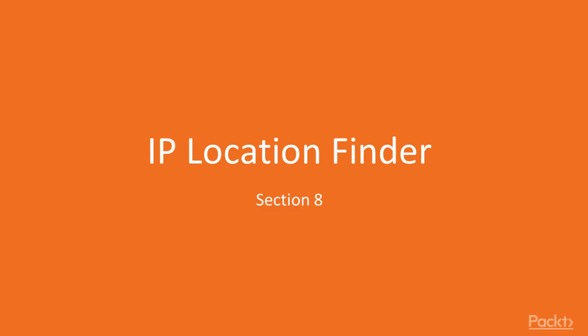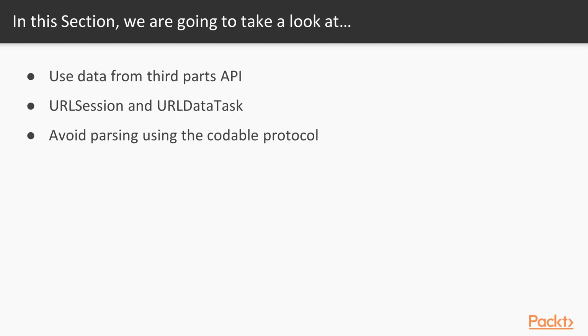Hi, and welcome to a new section of our course. In this section, we will make an application that is called the IP Location Finder. And while we make this application, we will learn how to use third-party APIs. Then we will learn how to use the URLSession and the URLSession data task to fetch data from HTTP. And then we will use the Decodable protocol to avoid parsing manually the JSON that comes from the API.